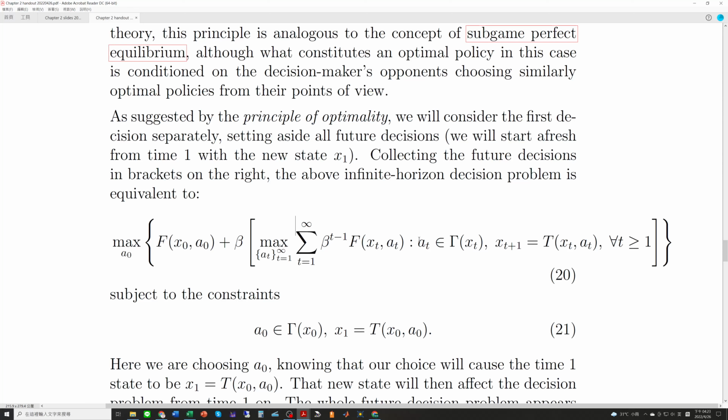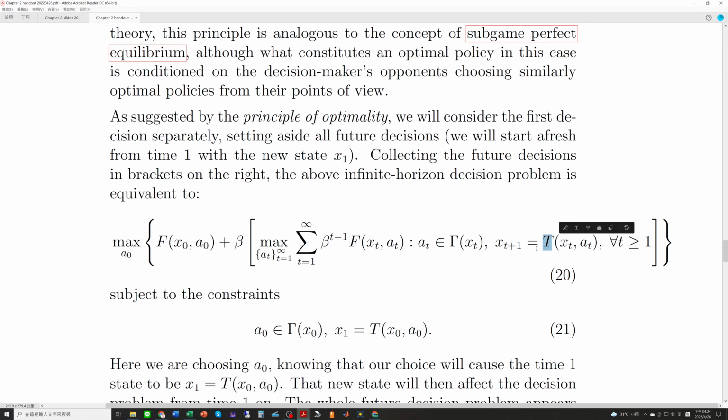Okay, subject to the constraints. These are constraints. At is in gamma of xt. Okay, gamma is a set that contains all possible at, and gamma is a function of xt. Okay, and xt plus 1, okay, xt plus 1 is the state at time t plus 1 is equal to capital T of xt, at.